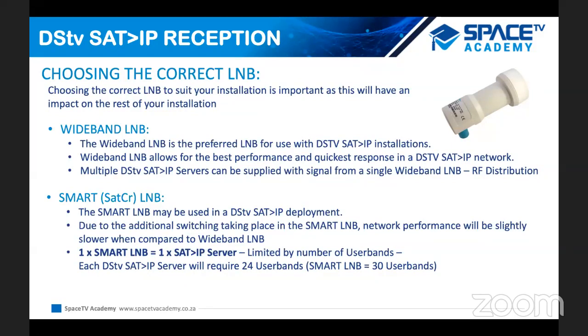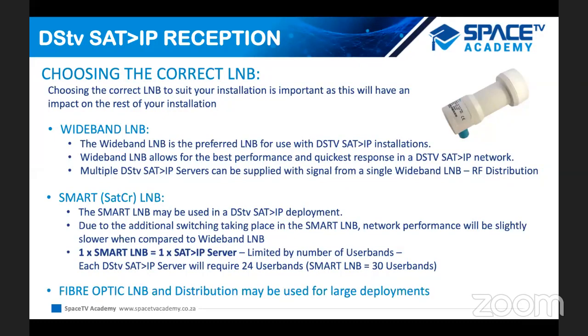DStv SATIP server. So it's important that when you're using a smart LNB, you can only run one server per LNB. So it can be used in a smaller deployment where one server is all that's required, or which is not practical, but if you have more than one server, you will have to have a dish per server.